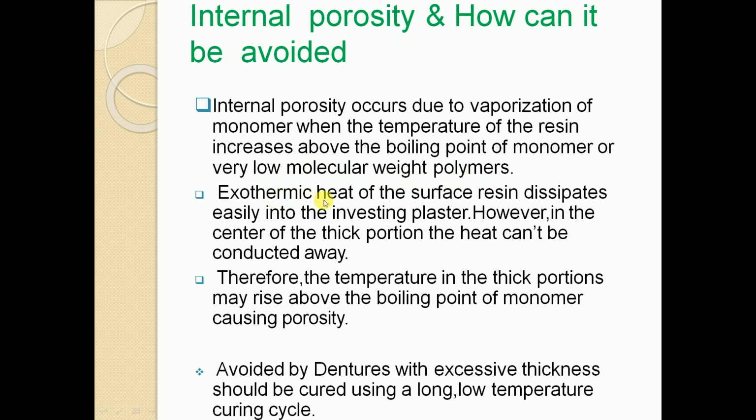Next, the exothermic heat of the surface resin dissipates easily into the investing plaster. However, in the center of the thick portion, the heat can't be conducted away. Therefore, the temperature in the thick portions may rise above the boiling point of the monomer, causing the porosity. It is avoided by curing dentures with excessive thickness using a long, low temperature curing cycle. You have to go through these slides twice.